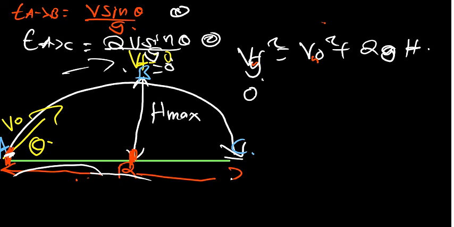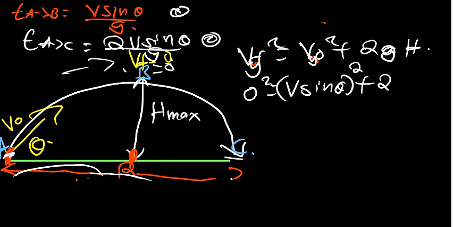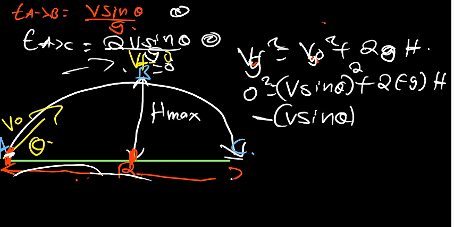This Vy is V sine theta, the initial velocity, V sine theta, but it is squared, so I'm going to square it. Plus 2, since it's going up, the G is negative, times H. I'm going to shift this to the left hand side. It's going to be negative V sine theta squared has to be equal to negative 2GH. Our goal is to find the H. I'll divide both sides by negative 2G.